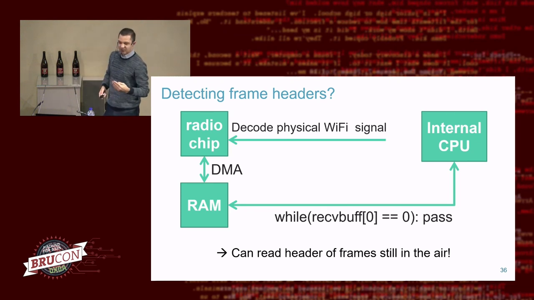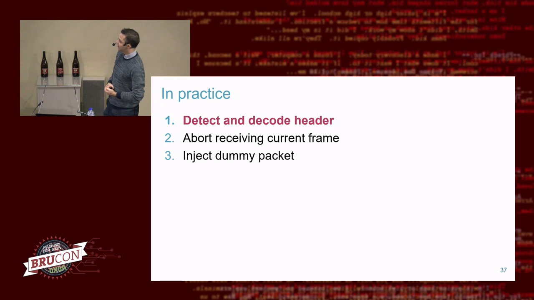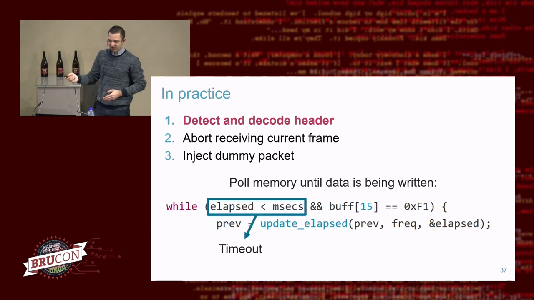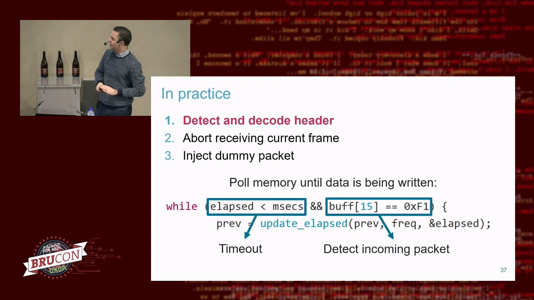So I want to explain this in a bit more detail. As I mentioned, the first step is decoding this header while the packet is still in the air. And as I explained, we are going to read the memory until we notice that this memory is being changed. So how does this look at the code level? Well, we have the following while loop that is essentially detecting if we are receiving a packet or not. Now, the first part of this while loop is just to protect against an infinite loop. The second condition here is the important one, because if this memory byte changes, that means that our radio chip is now writing the first few bytes of the packet to memory.